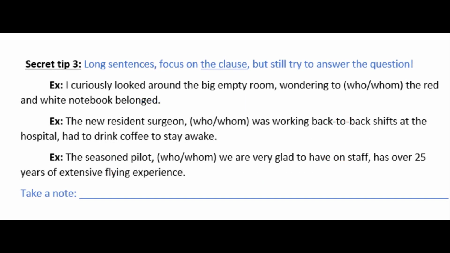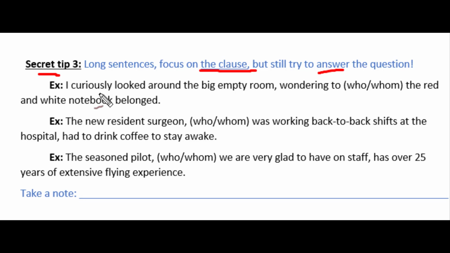So wait, what if we get really long sentences with multiple clauses? What do we do there? That leads us to secret tip number 3. Long sentences. What do? Focus on the clause that's actually being referred to. Then what we do is simply reword that sentence and answer the question.